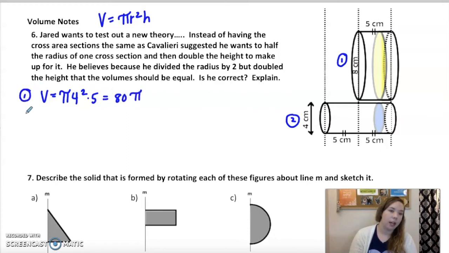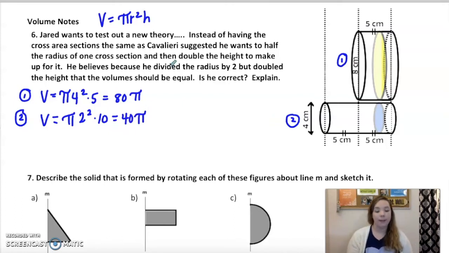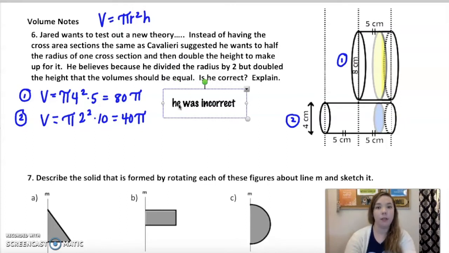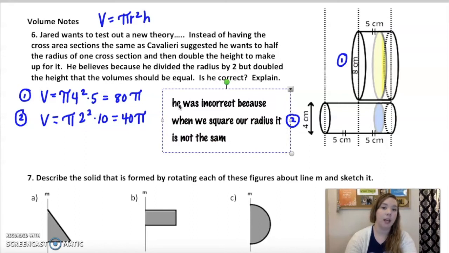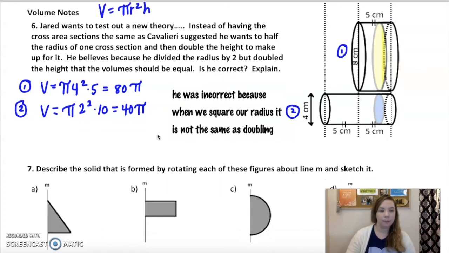And then we'll take a look at the taller prism. So we have a radius of 2 centimeters this time and a height of 10. Which should give us 40 pi. So he was wrong. It is not the same. He was incorrect because when we square our radius, it is not the same as doubling. So because we are taking 4 squared to get to 16 and 2 squared only gets us to 4, we need to more than double essentially.